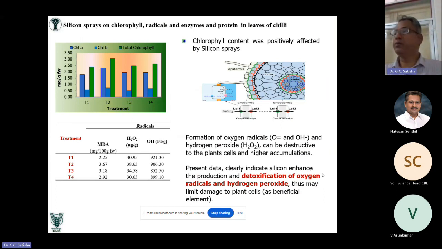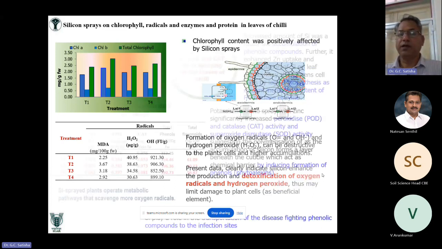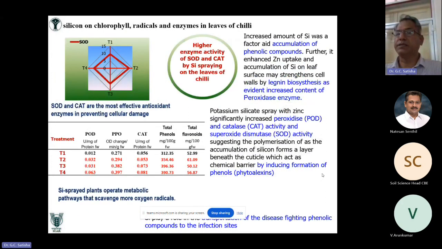So MDA and hydrogen peroxide values have drastically come down, whereas other enzyme systems like SODs, catalases, and other peroxidase enzymes are showing relatively high levels. In such cases, what happened? The phenolic compounds in the leaf membrane system are considerably higher. So further, it will intensify the lignification process. If the lignification process increases, the synthesis of lignin is more.